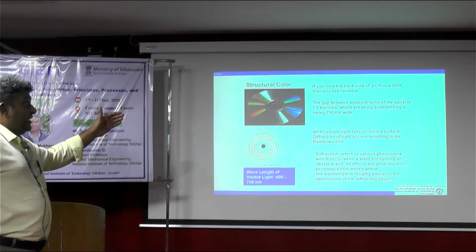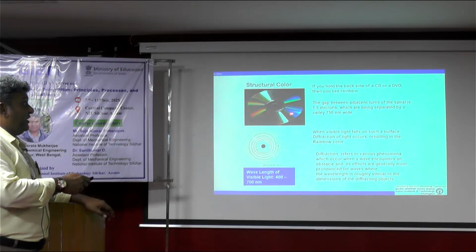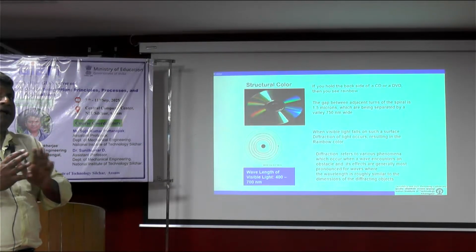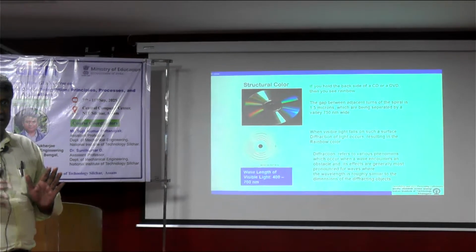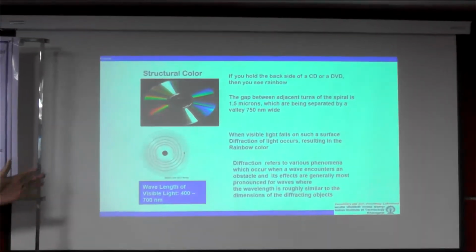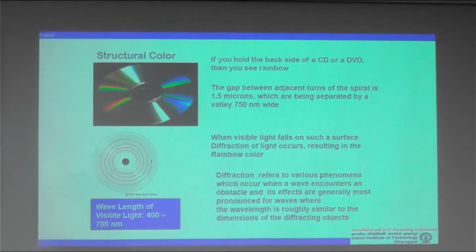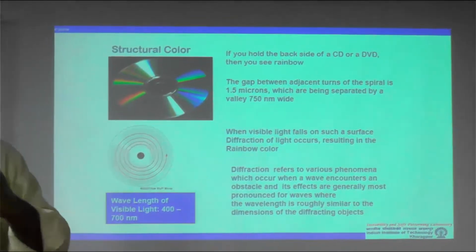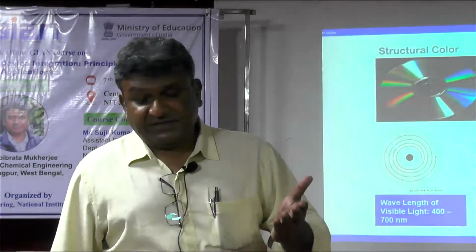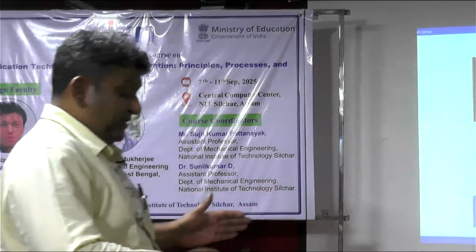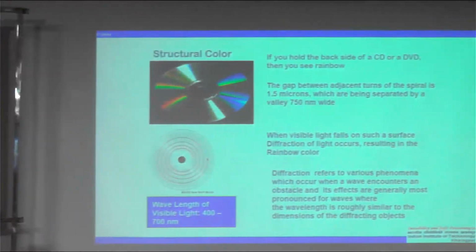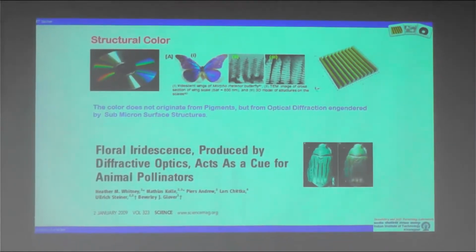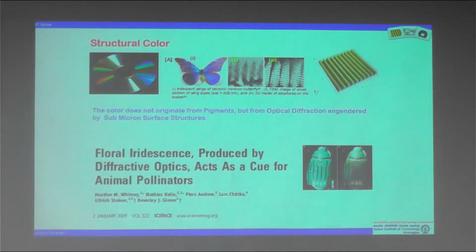Why does it happen? Because you have some features on the surface which have sizes comparable to the wavelength of visible light, and therefore when light falls on it, it gets split up. As science graduates, you all know that whenever you see rainbow color, basically white light is getting split up into its original components. That happens in a prism based on the difference in their refractive index, but here there is no prism. Because of diffraction, they get split up, and this happens particularly because of the presence of some structures. Another very nice example of structural color is the beautiful coloration in beetles.